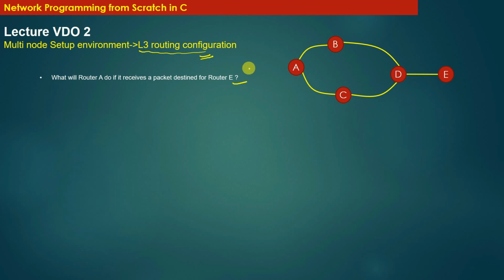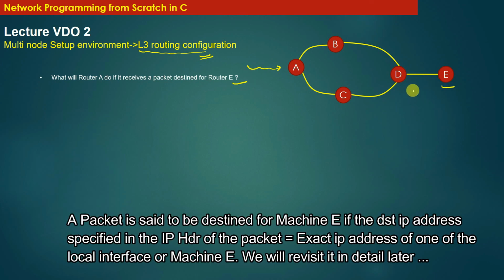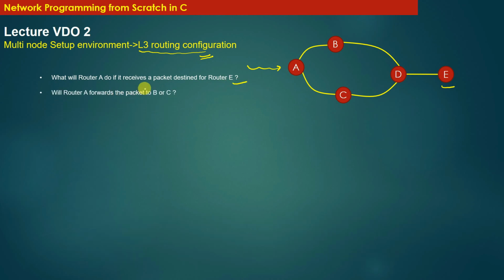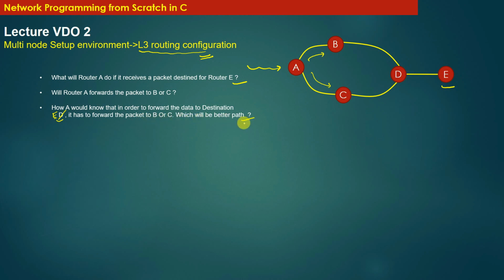Let us consider a scenario when router A receives a packet which is destined for remote router E. What will router A do when it receives such a packet? Will router A forward the packet either to B or to C? How will router A know that it has to forward to either B or C? How will router A take this decision? How would A know that in order to forward the data to destination E, it has to forward the packet to B or C, whichever is the better path?